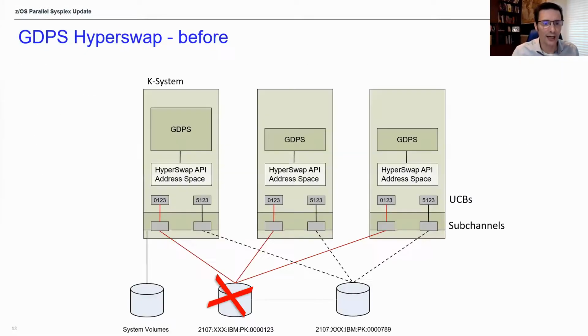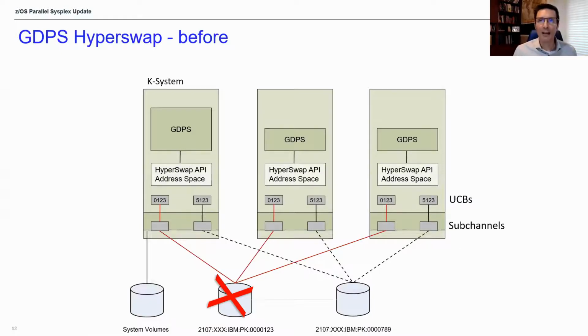So let's go to a simple example. I just picked GDPS as an example of a hyperswap user, and imagining some sort of a disk failure here. So imagine we have these systems in a Sysplex here, and we have a primary disk here in the middle, and the middle is being X'd out here. In other words, I have some sort of a failure on that first disk.